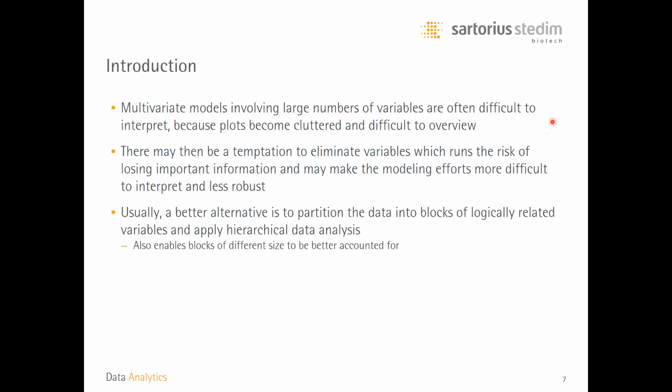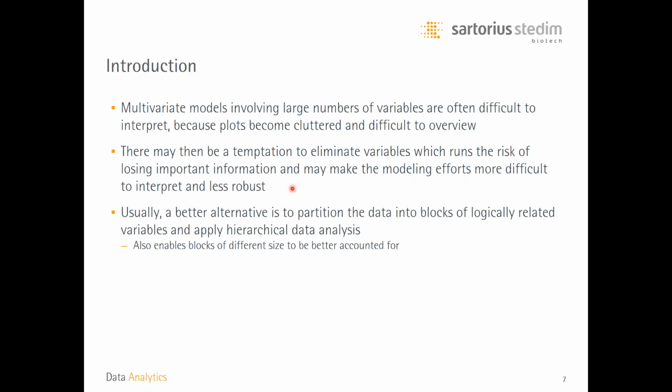As an introduction to this topic, multivariate models involving a large number of variables are often difficult to overview and interpret. One of the obstacles is that primarily the loading plot becomes very crowded, and it can be like a jungle of points in the loading plot, making it very difficult to understand what we are looking at. One of the risks when trying to work around that situation is that there can be a temptation to start eliminating variables in order to make things easier to overview. But there are risks with that: you will lose important information, and you may also lose efficiency in the data analysis.